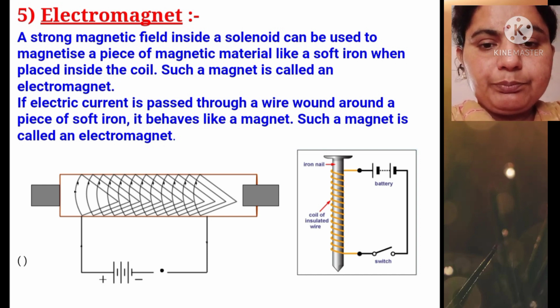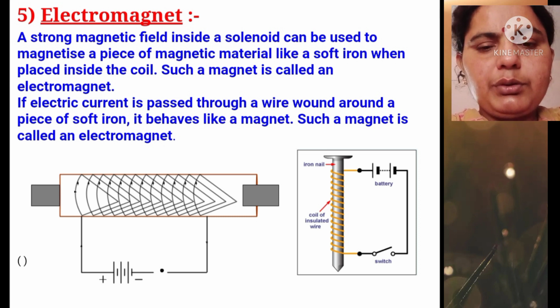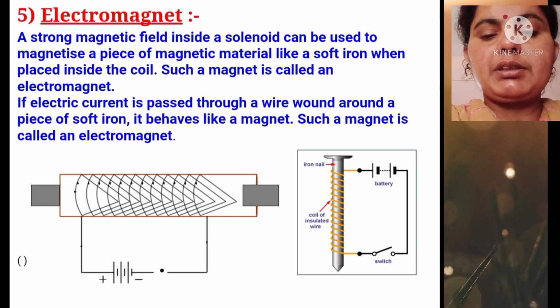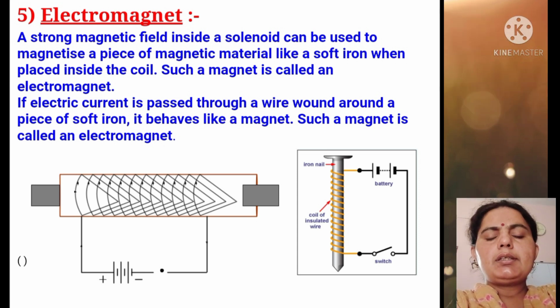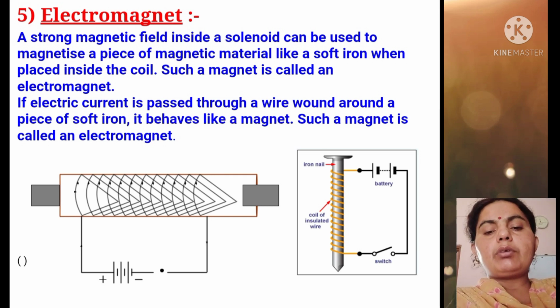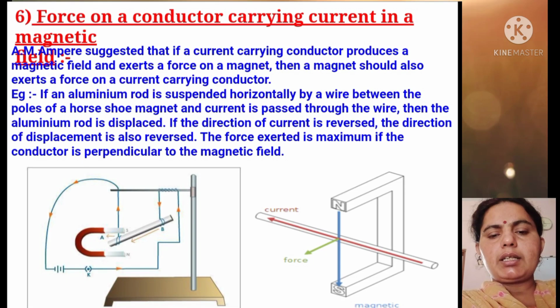The magnetic properties depend on the number of turns of the coil on the magnet. The more turns of the coil, the more the power of the electromagnet increases, and the magnetic field increases by raising the number of turns. When the electric wire is wound on a soft iron piece, it behaves like a magnet. Such a magnet is called an electromagnet.